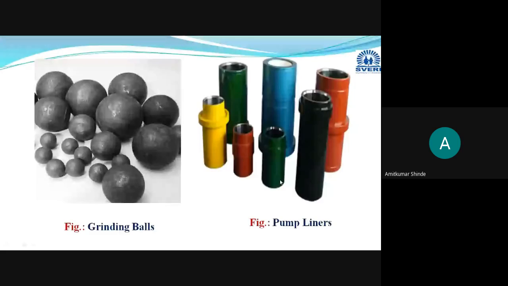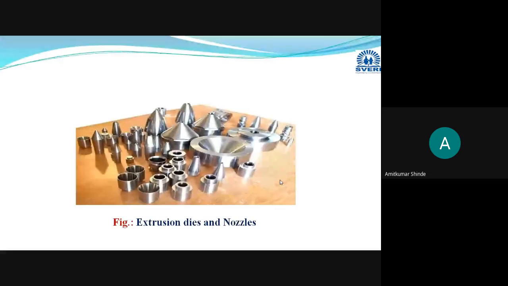Then these are the extrusion dyes and nozzles. But here I have taken the diagram from steel. Don't get confused. I have taken the diagram of steel, but in large amounts they are using cast iron material for manufacturing this. In appearance, you will get confused whether it is steel or cast iron. The different extrusion dyes and different types of nozzles we are manufacturing using white cast iron only.